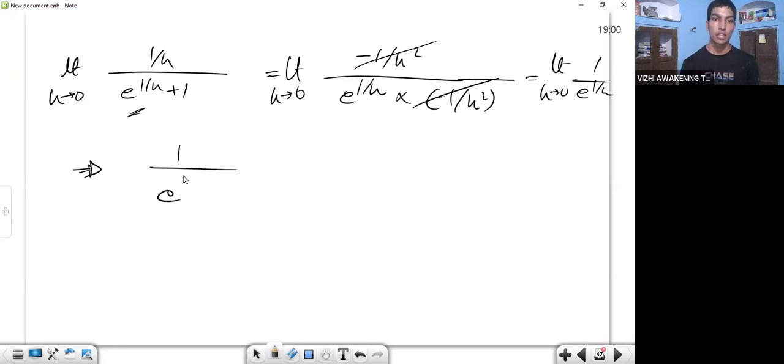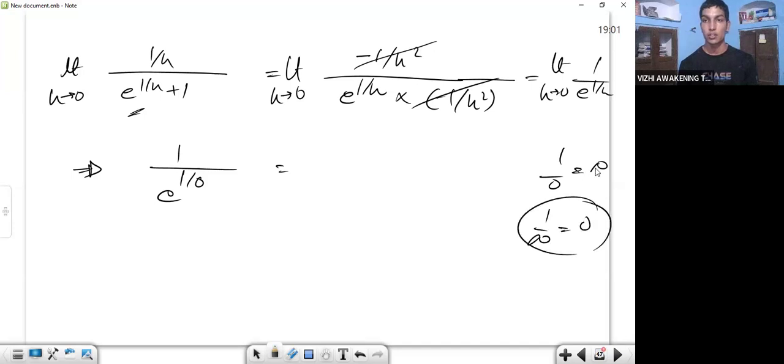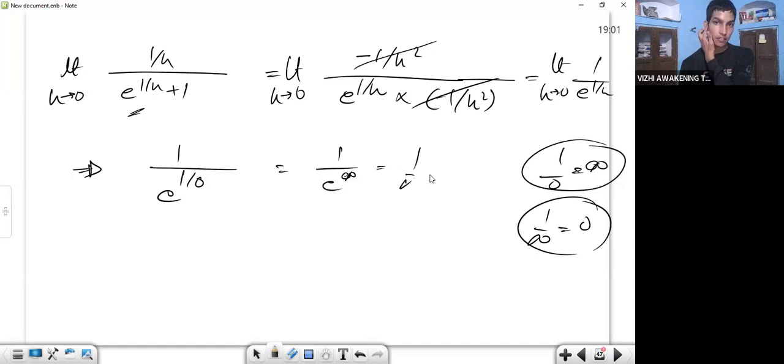So it will come out to be e raised to 1 by 0, and 1 by 0 is infinity. 1 by infinity is 0. E raised to power infinity will be infinity, and this is 0. So left hand limit is equal to right hand limit.